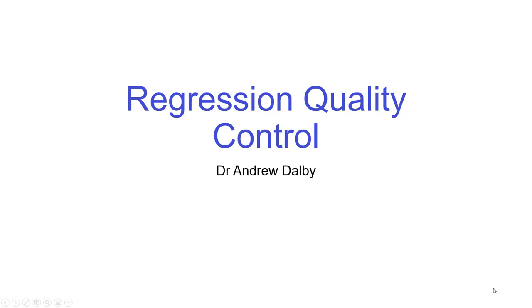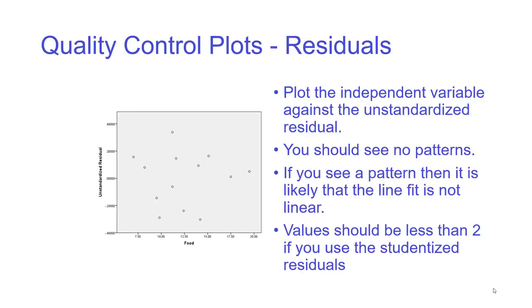Now I've shown how to do regression in SPSS, but the important part of this is quality control. Once you finish the SPSS regression, you've got some extra columns of data that you can then use for subsequent analysis. The first thing you need to look at is residuals. So you plot the independent variable against the unstandardized residual.